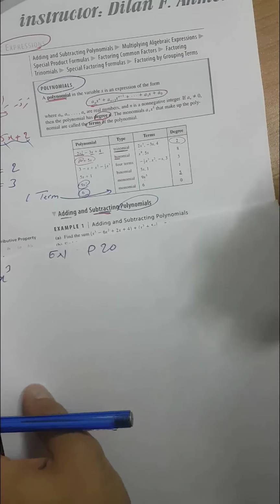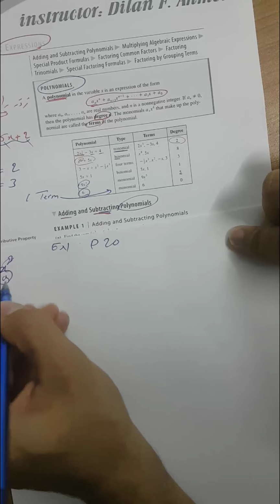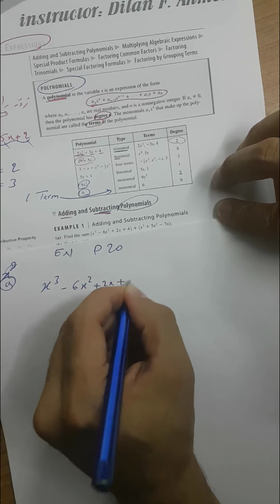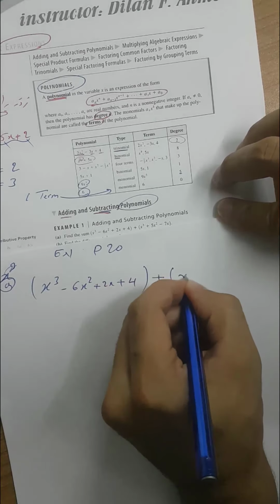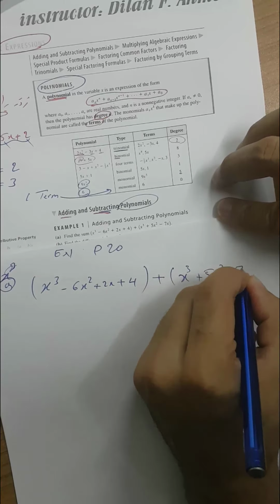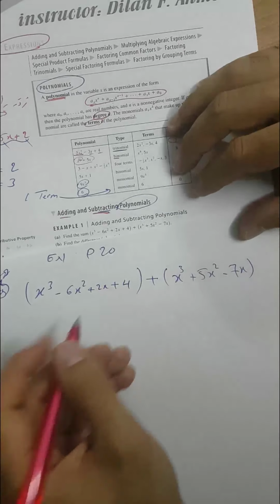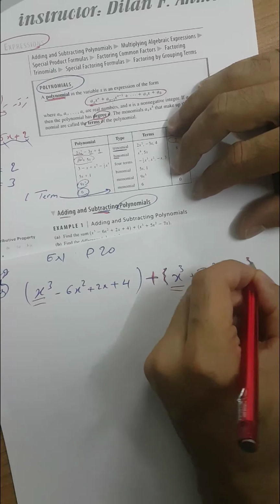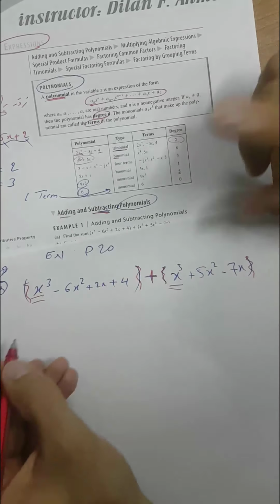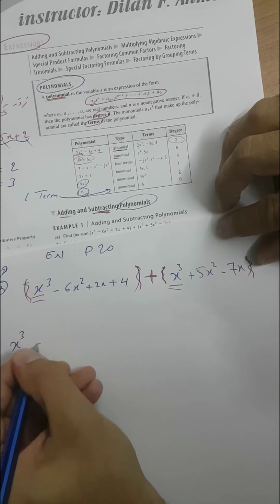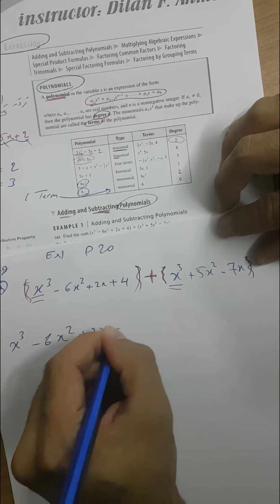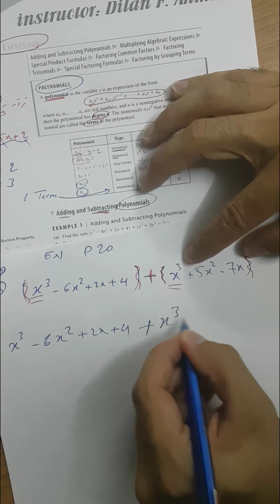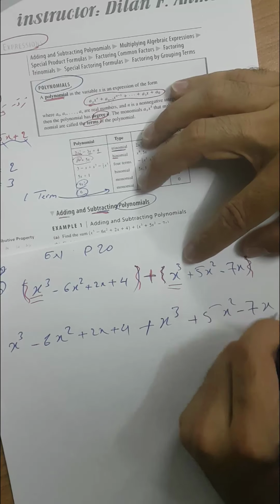In this example, part A, we have x to the power 3 minus 6x squared plus 2x plus 4, added to x cubed plus 5x squared minus 7x. Because you have addition, these parentheses are not important. First of all, I have x to the power 3 minus 6x squared plus 2x plus 4, and then plus x to the power 3, plus 5x squared minus 7x. This is the first step.